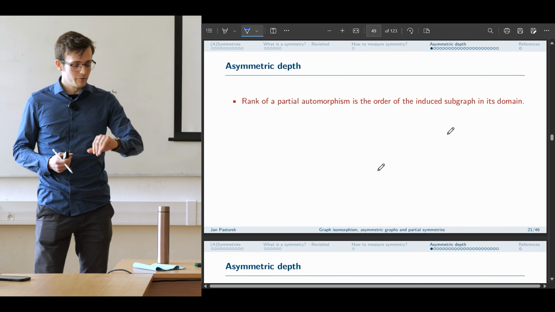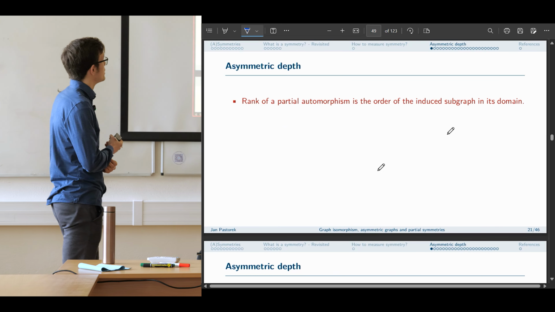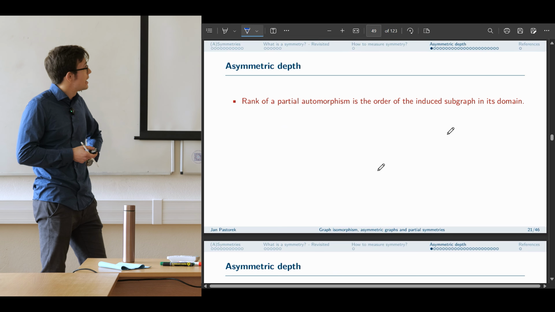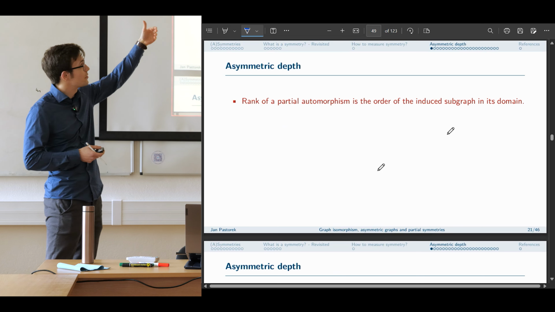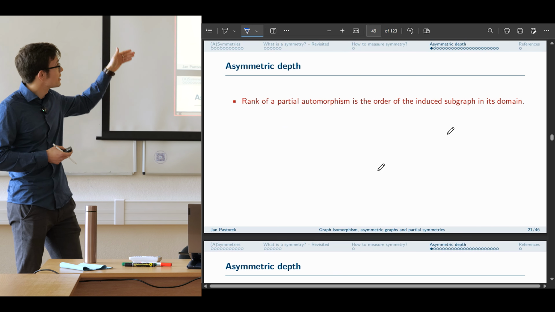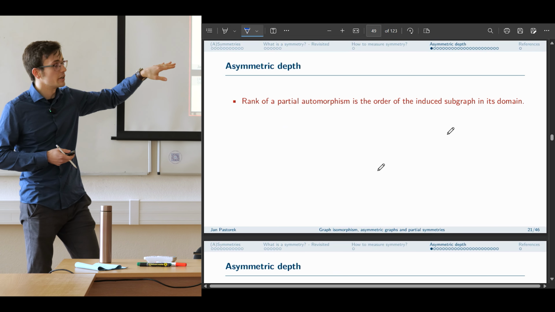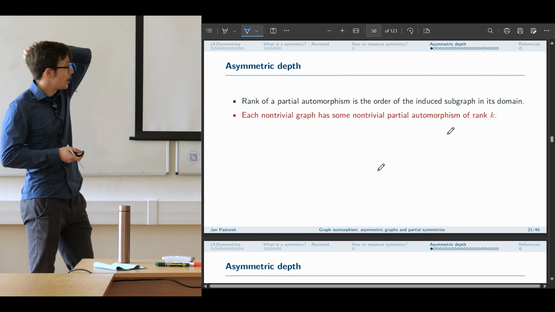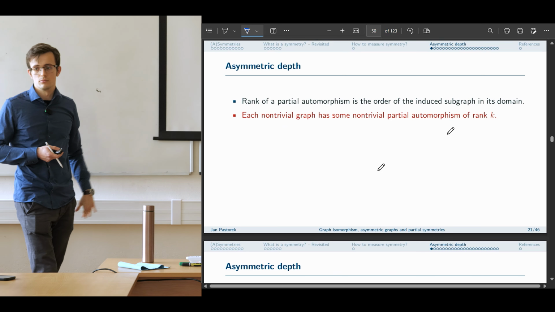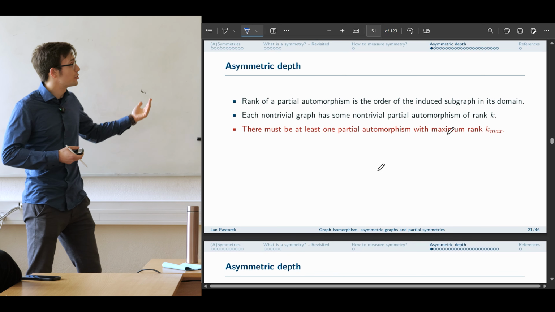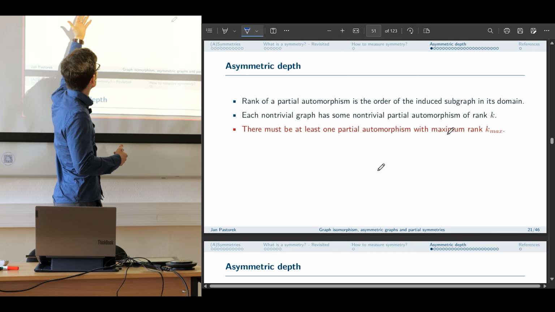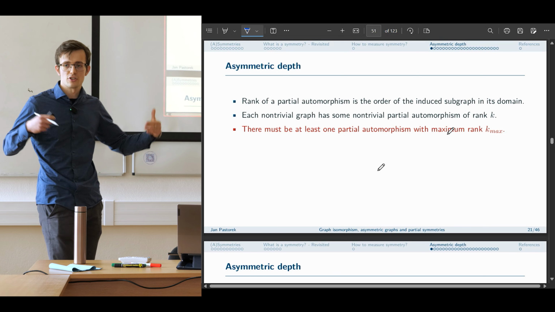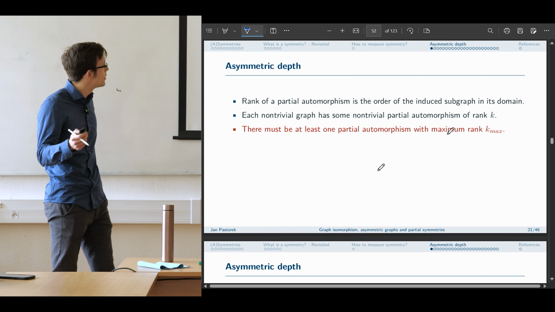And so for that reason, we define asymmetric depth, which will be a measure of asymmetry. And it has to do with partial automorphisms and their order, okay? So the rank of a partial automorphism is the order of the induced subgraph in its domain. And it's trivial to see that every non-trivial graph has some non-trivial partial automorphism. So for that reason, we see that there must be one which is the largest, okay? Which has the maximum rank, the largest non-trivial partial automorphism.